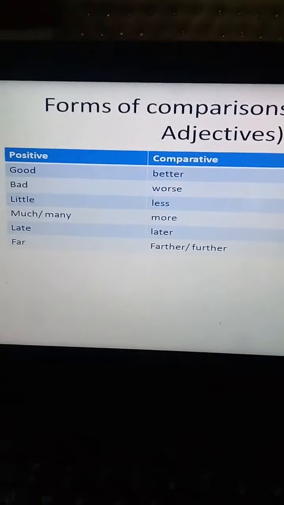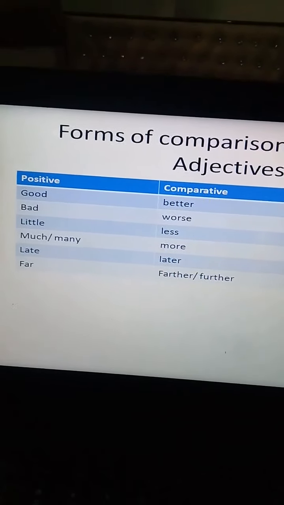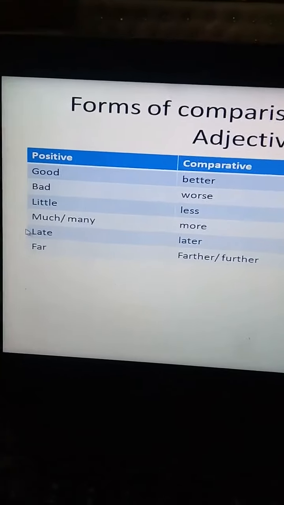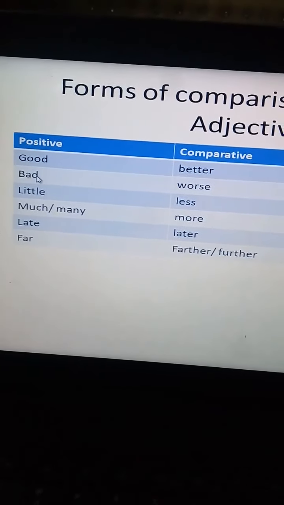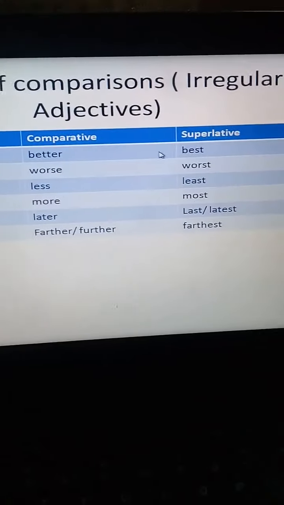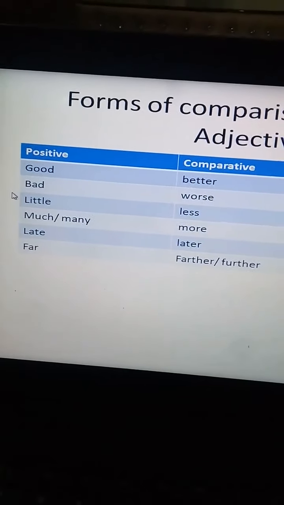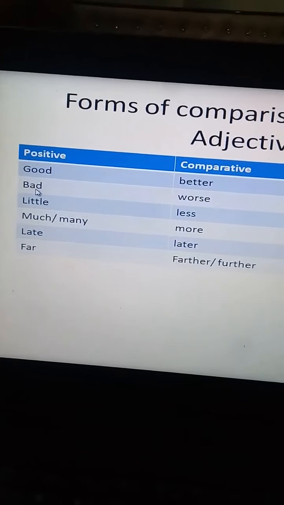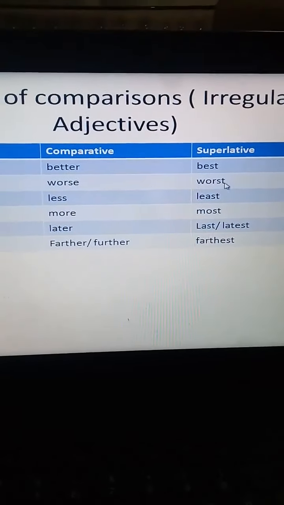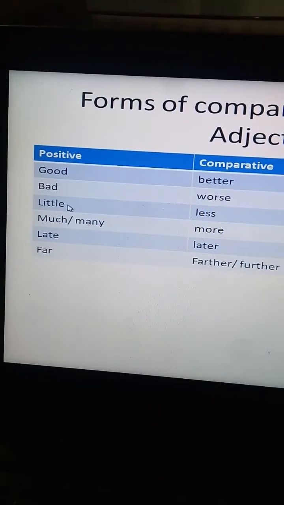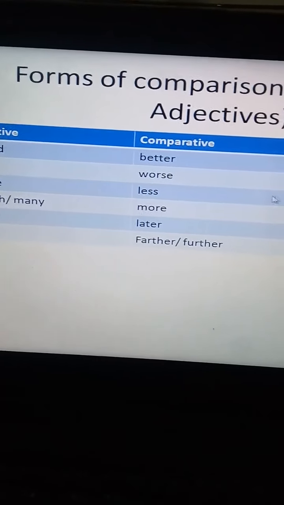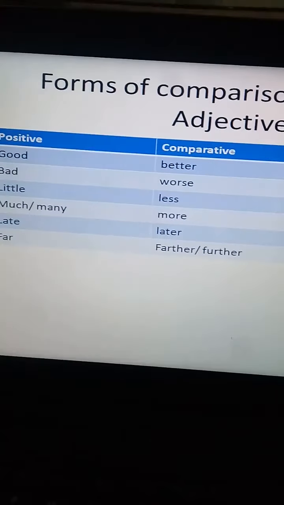Okay, now I will show you another table, that is the forms of comparison, that is, irregular adjectives. Like good, positive degree good, comparative is better, then superlative is best. Positive bad, comparative worse, then worst in superlative degree. And little, positive degree is little, comparative degree is less, and then least in superlative degree.